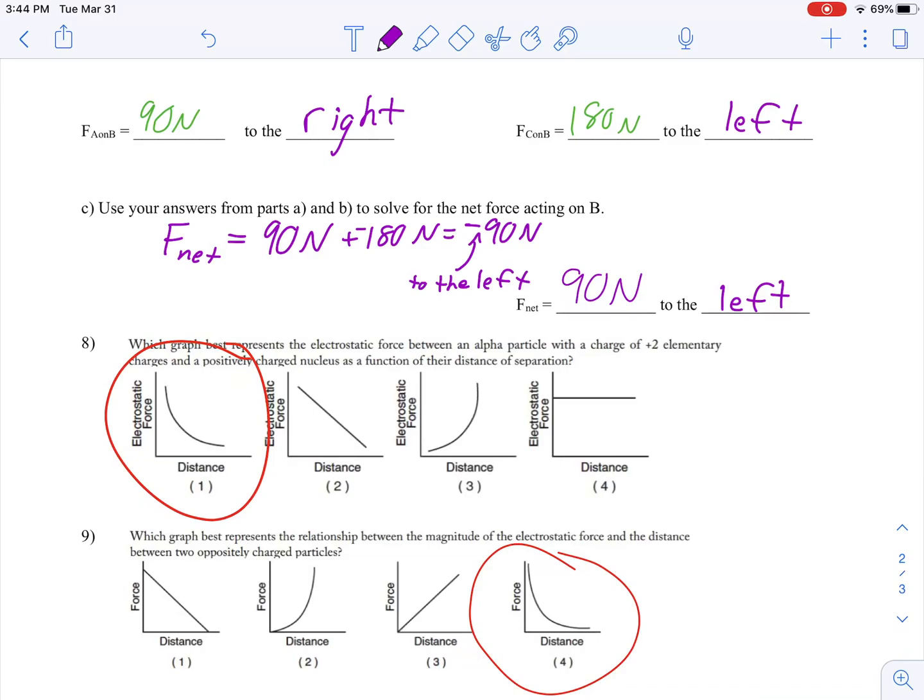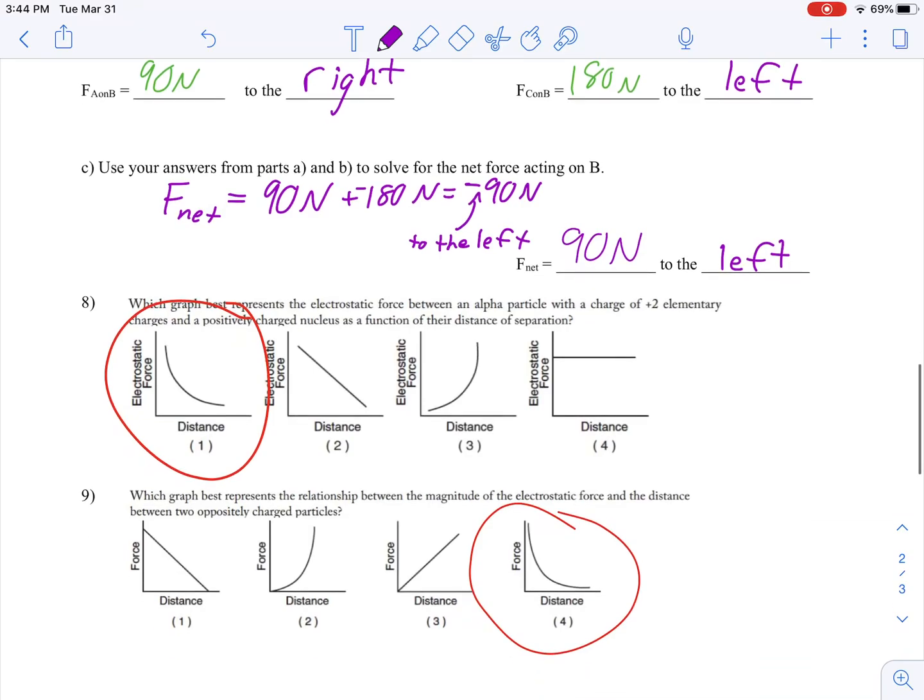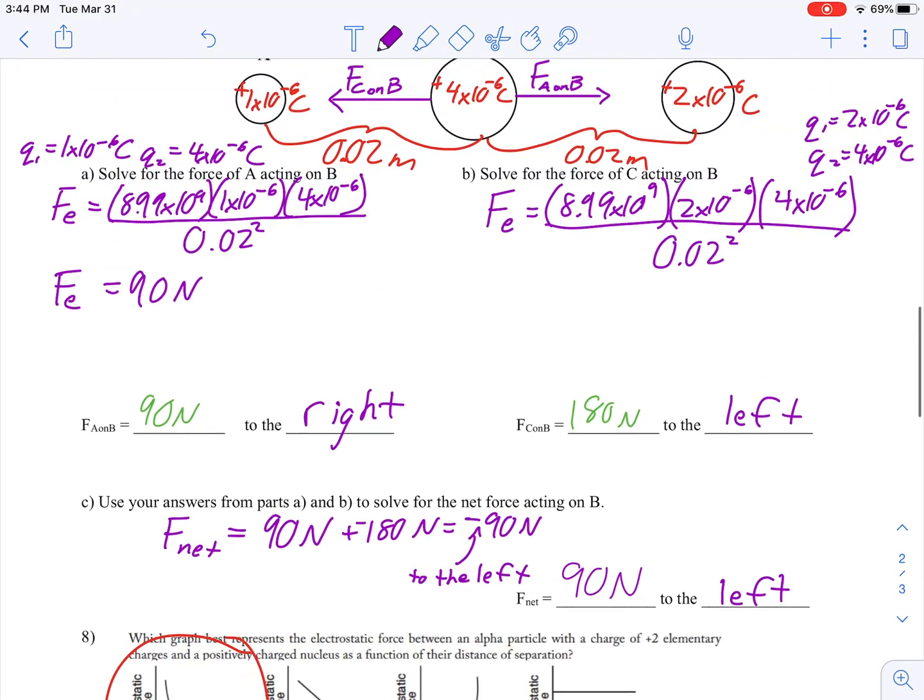And we have a couple multiple choice questions here. Just give a brief explanation as to why the graph takes this shape. We spoke about it a couple classes ago. It has to do with the inverse relationship between force and distance.